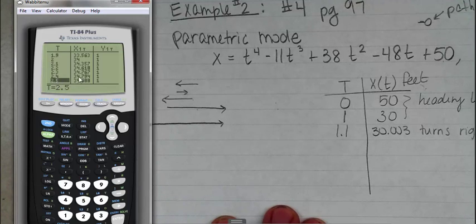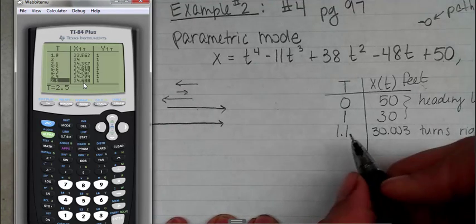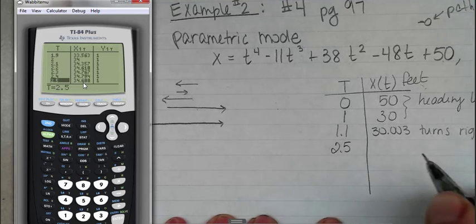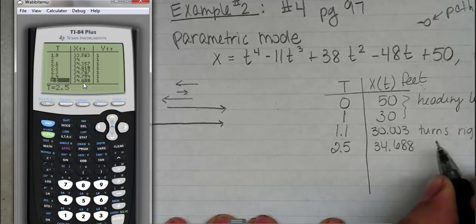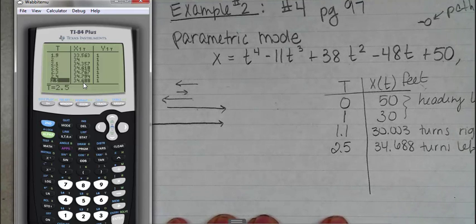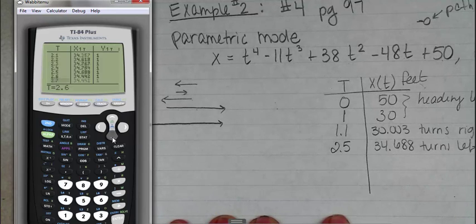You can get even more in depth here. You can go to the hundreds, you can go to the thousands, but I'm going to say at about 2.5 seconds, it decides to turn around again. So at 2.5 seconds, I'm going to be at 34.688, and that's when it turns left. Okay, and then let's see. I should be getting smaller and smaller and smaller. Looks like I'm still getting smaller. Still getting smaller.